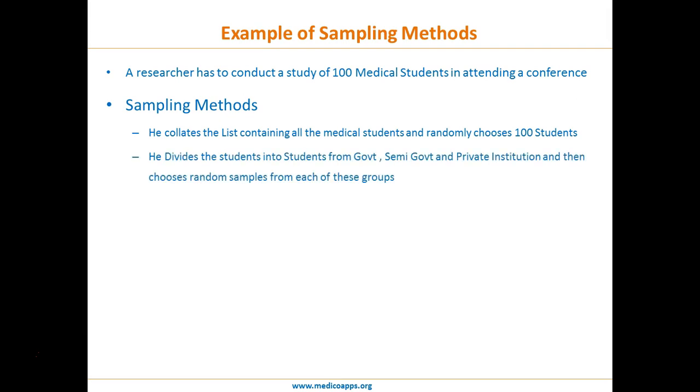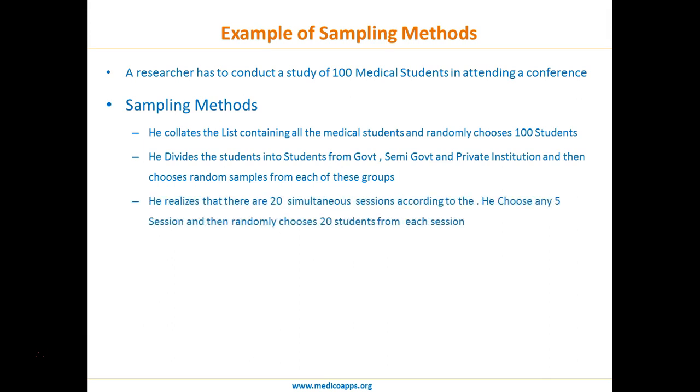Another method would be he divides the students into students from government college, semi-government college, and private institutions. This division is because he feels that students from government colleges will have similar responses within themselves, which will be different from students from private institutions. So he divides the entire population into homogeneous groups, and then random samples are chosen from them.